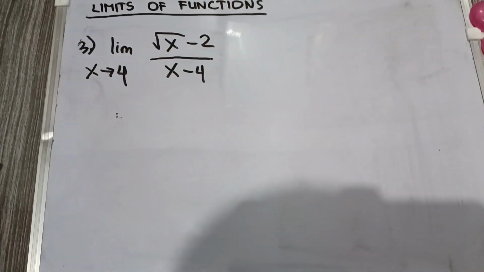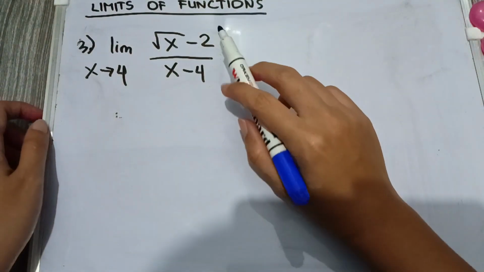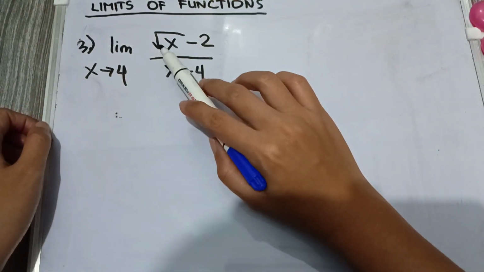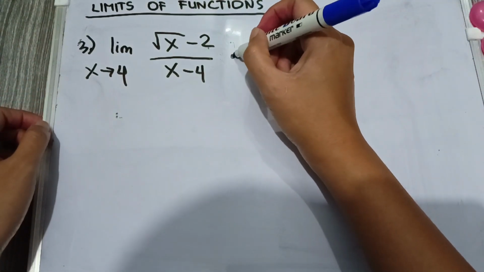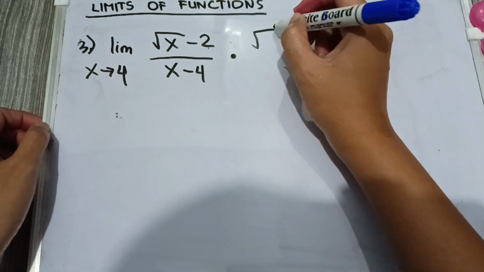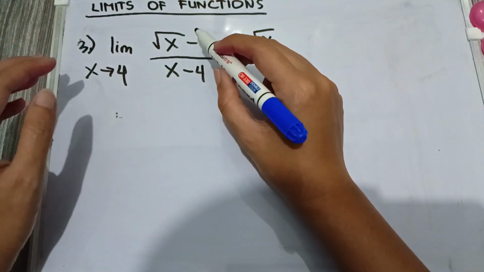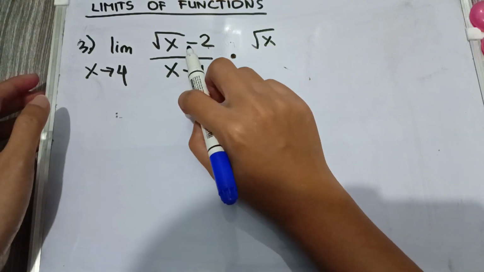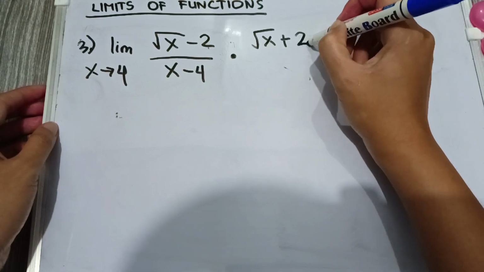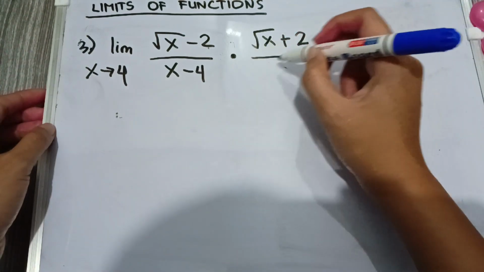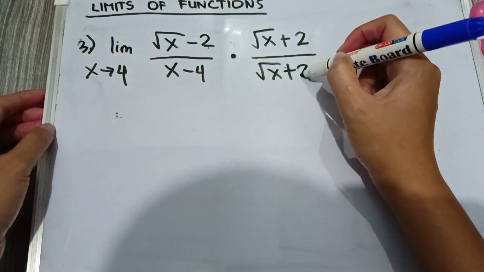Now what if we're going to find the limits of a function with a radical sign? To get rid of the radical, we need to multiply it by its conjugate. When we say conjugate, we are multiplying the same variables, the same value, but using its opposite sign. When this is negative, we use a positive sign, its opposite sign. And we're going to put it in the numerator and denominator.